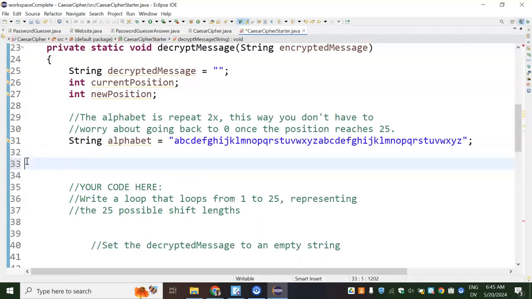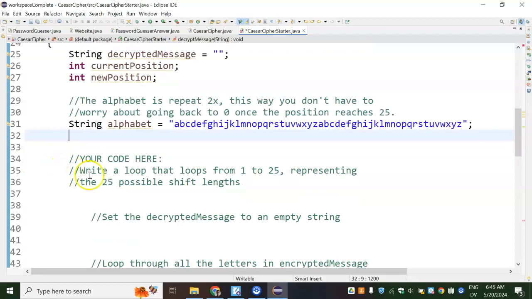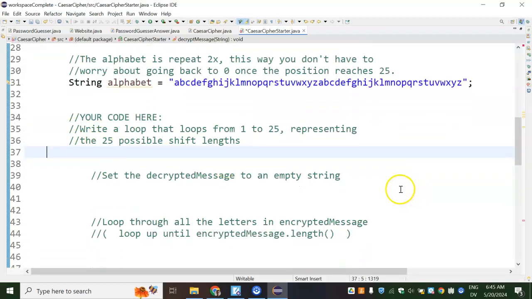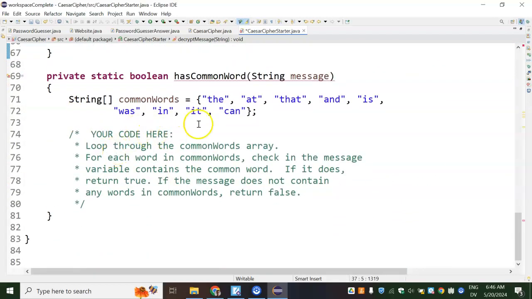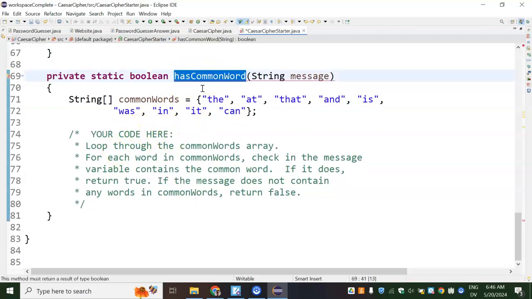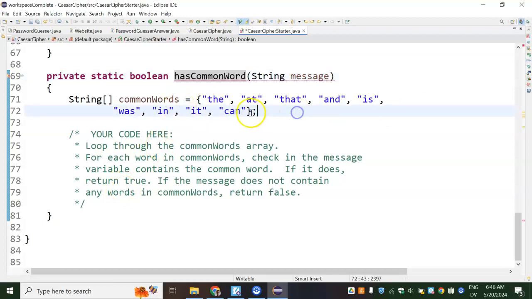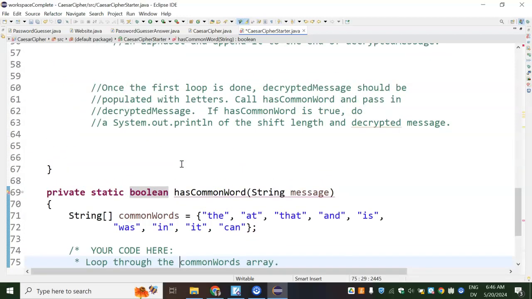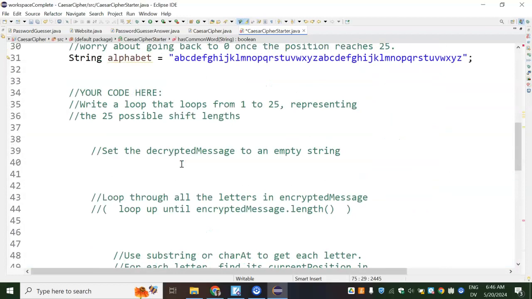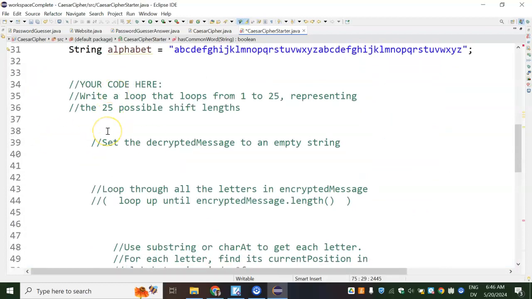Okay, so if you want to pause the video and try it, you can try it piece by piece, but your code is going to go here. And one other thing that's really helpful here is hasCommonWords. Once we decrypt it, like once we try shifting it by 1 or 2 or 3, we want to see whether it contains any common words. So this is just a Boolean method you could call, hasCommonWords. Basically you want to test the text to see if it has any of these words here. I left this method for you too with the description there. So I would pause the video and see if you can fill this in using the comments.